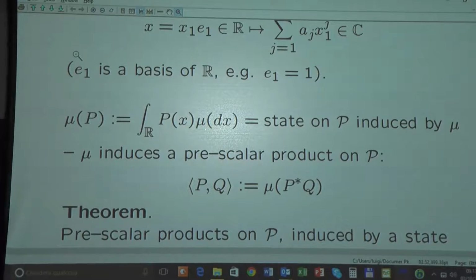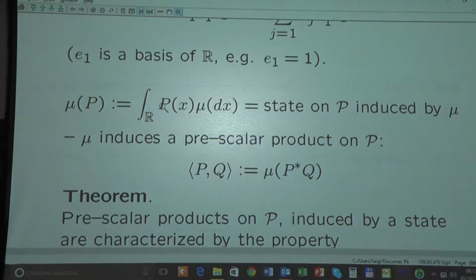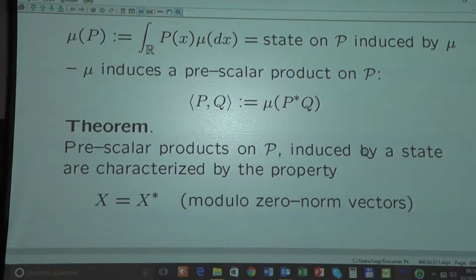Okay? And the probability measure will define a state on this algebra by the integral, and the scalar product, in fact pre-scalar product, because there may be a lot of zero norm vectors, is given by the standard formula where mu is defined above. And now, not all scalar products on the polynomial algebra are induced by measures with this formula. And it's interesting that those which are induced by probability measures are characterized by the self-adjointness of what in quantum mechanics is called the position operator.